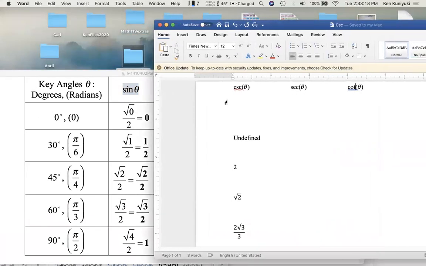So to get the cosecant of theta column, well, the reciprocal of 0 is undefined. 1 over 0 is undefined. The reciprocal of 1/2 is 2. The reciprocal of this thing, remember, the unrationalized version is 1 over root 2. The reciprocal of 1 over root 2 is root 2.